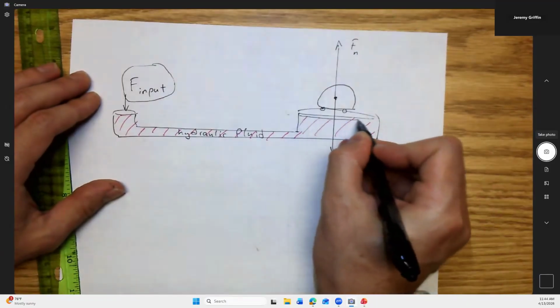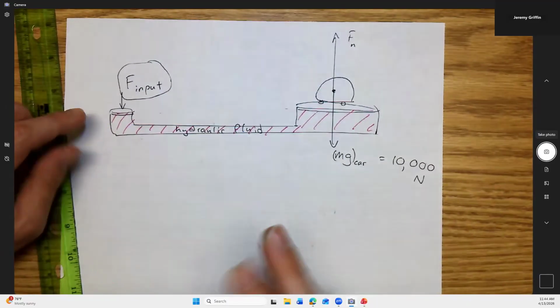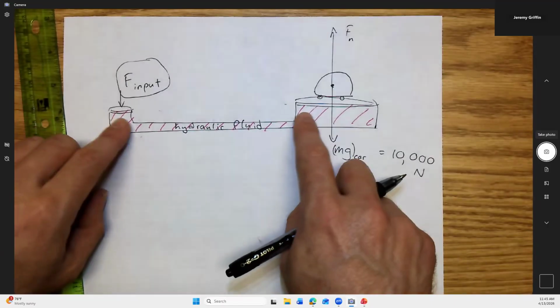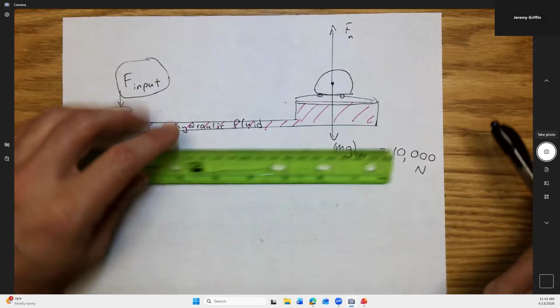This car is sitting on a giant piston, and here's another piston over here. You guys get the premise so far? Now you can't solve this yet because I haven't given you enough information. Think a little bit. What information do I still have to give you? The area. Yeah, something about how big these pistons are relative to each other.